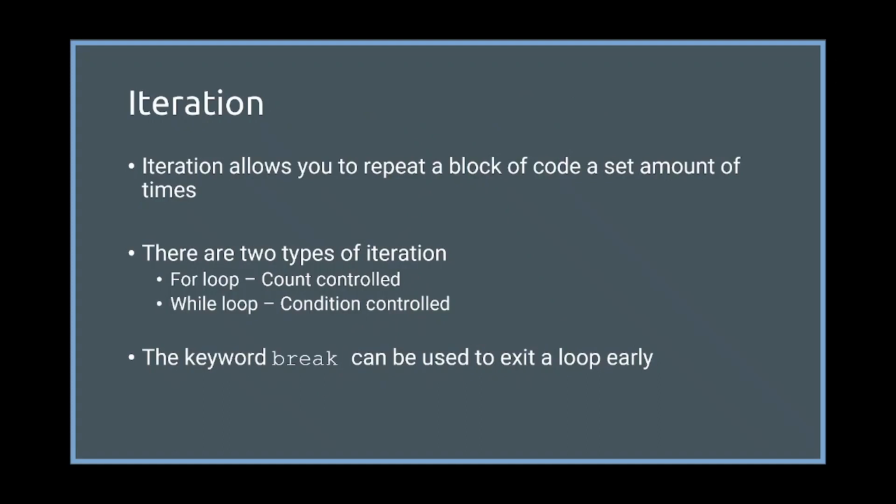Iteration is a posh word for repetition, and it allows you to repeat a block of code a set amount of times. There are two types of iteration that can occur: a for loop, which is count controlled, and a while loop, which is a condition controlled loop. We'll talk about them in a little more detail as we get to them.